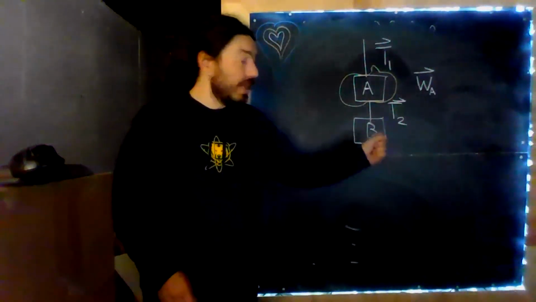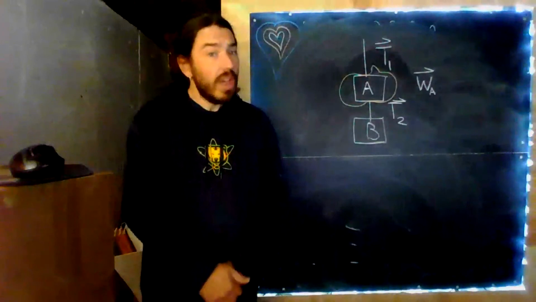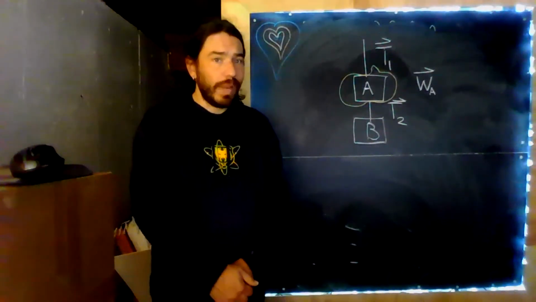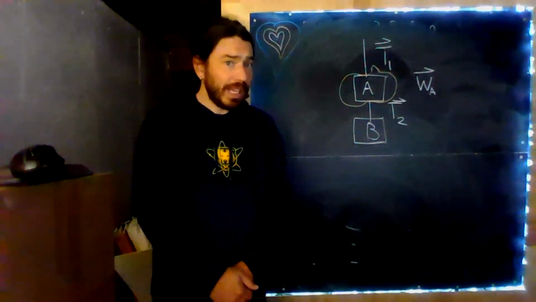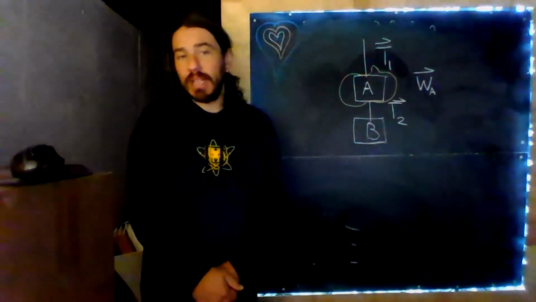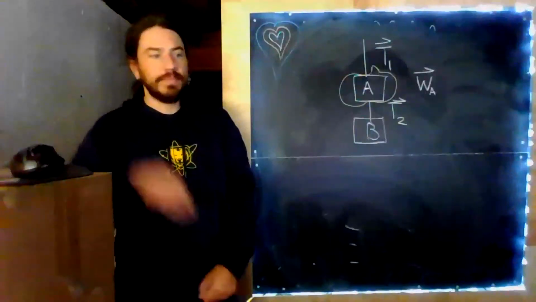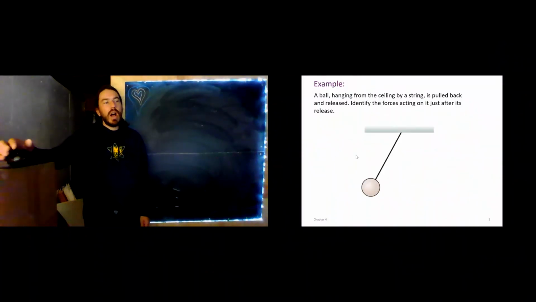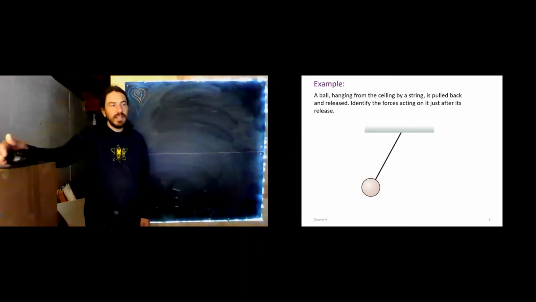Now, I'm not saying there isn't weight on B. There certainly is. But block B is not our object of interest. The weight of block B acts on block B, and I'm not asking you about block B. I'm asking you about block A. Last one. A ball hanging from the ceiling by a string is pulled back and released.